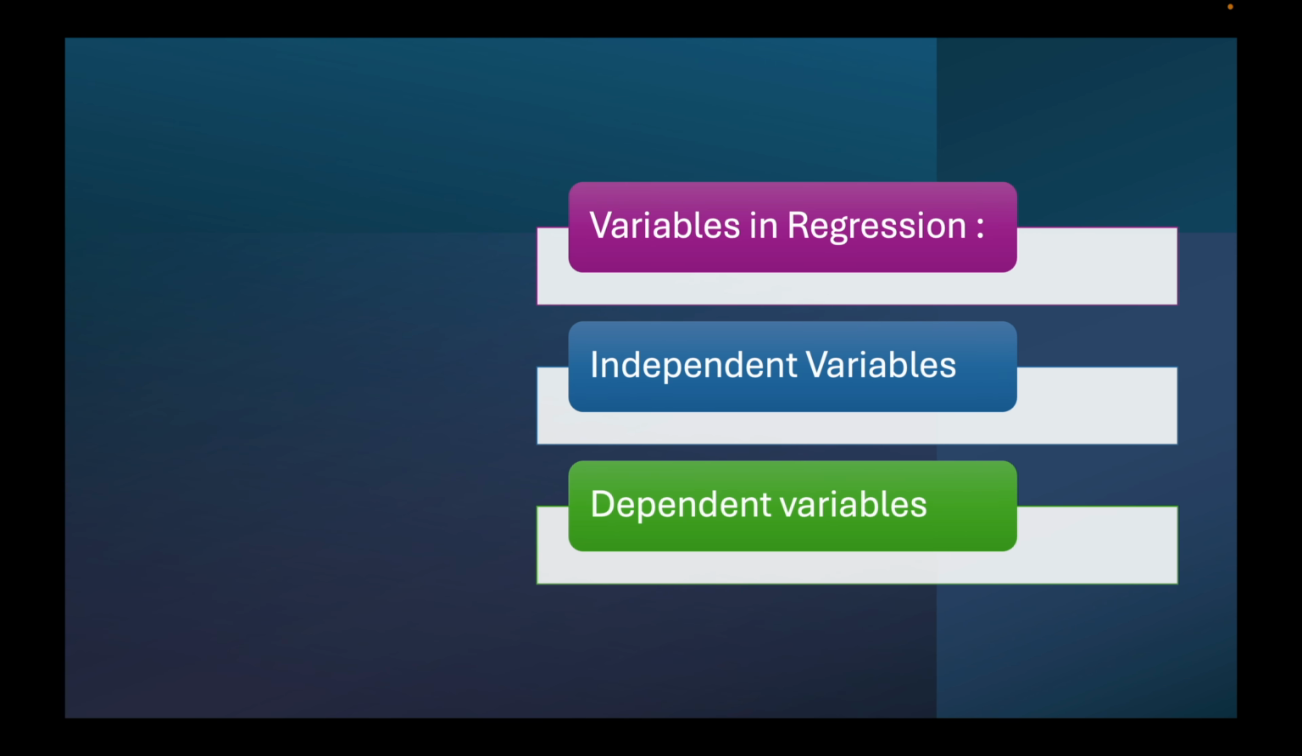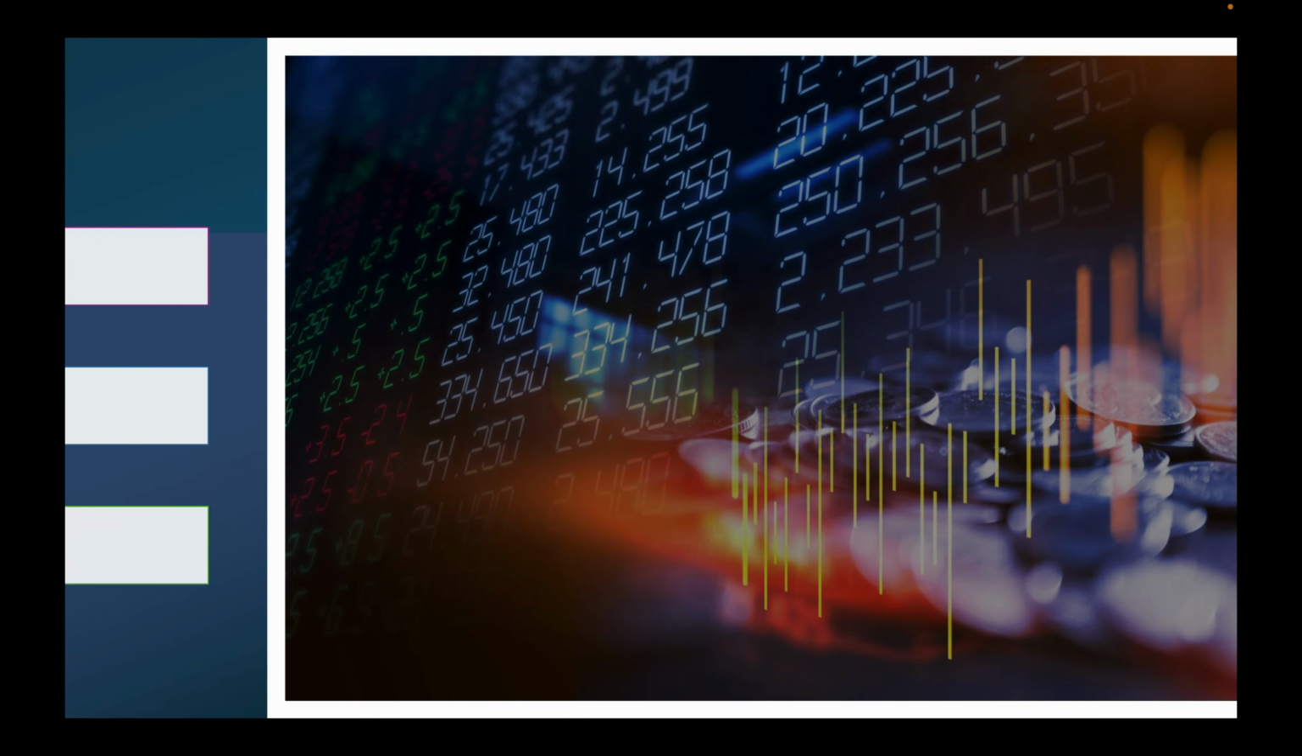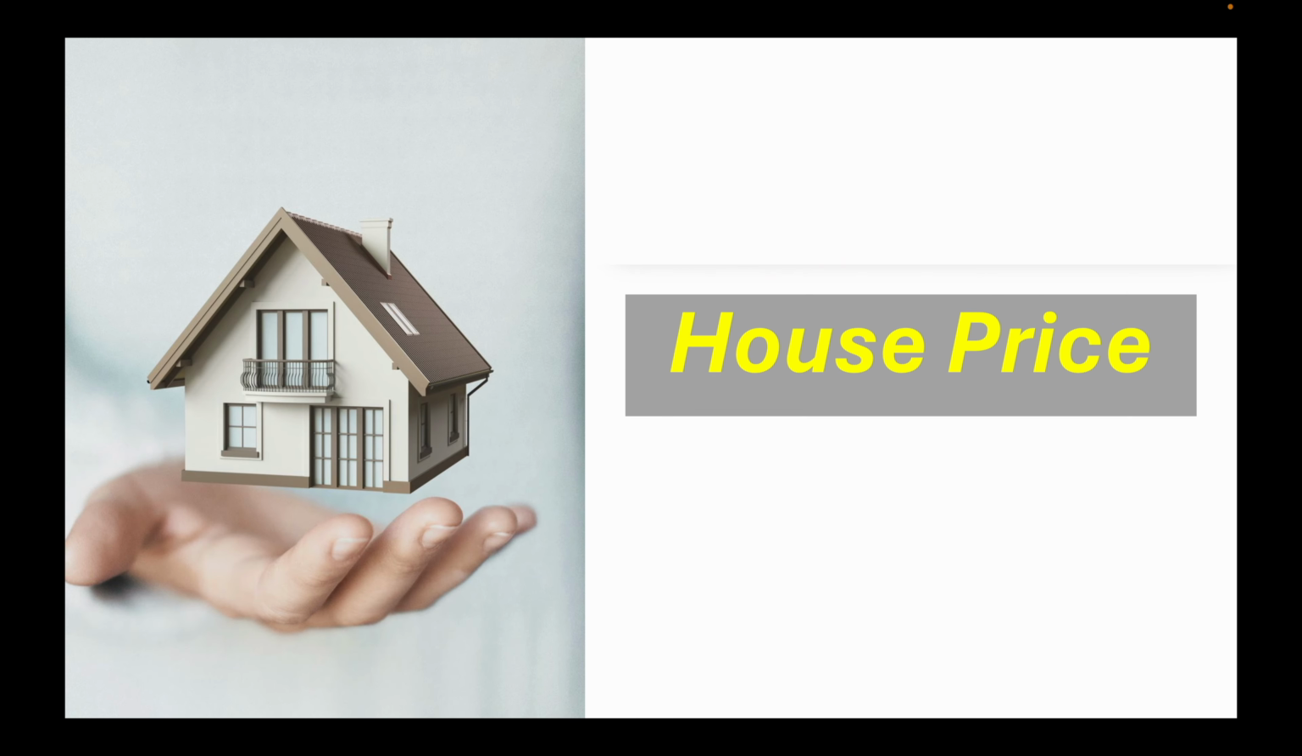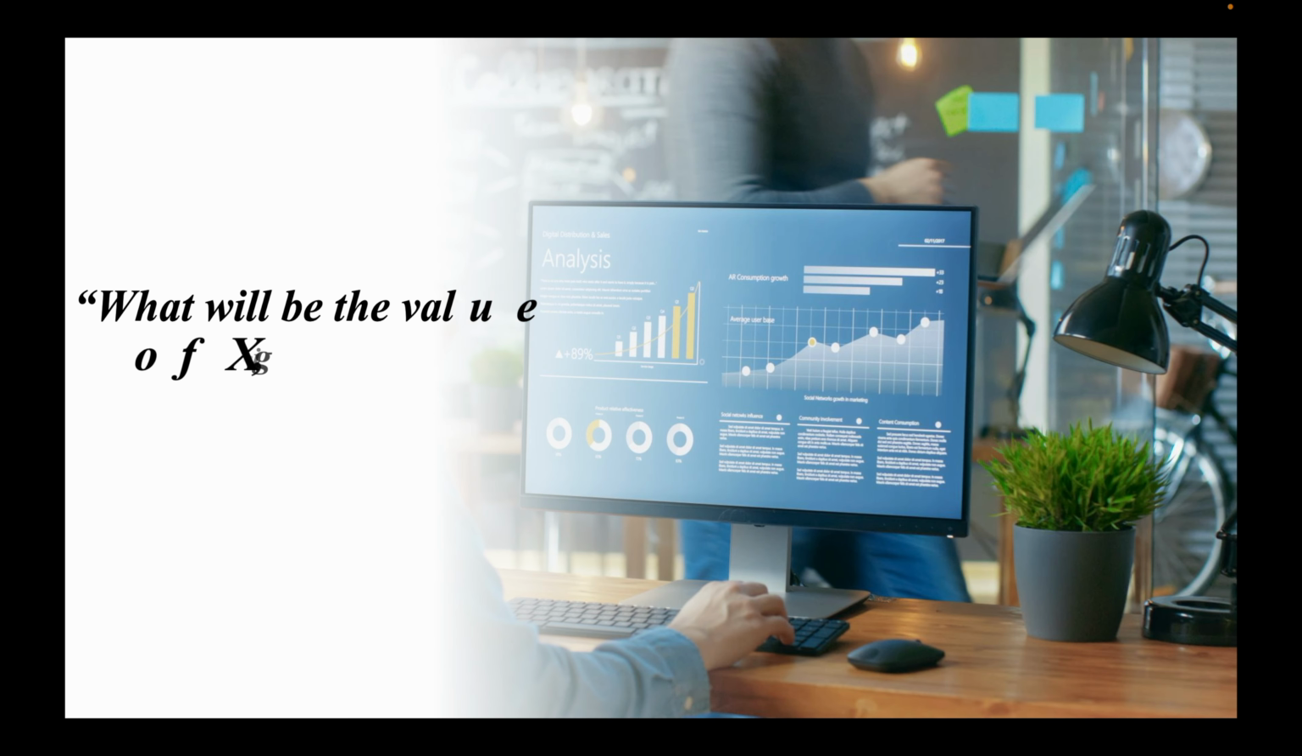There are two types of variables in regression. One is the independent variable and the other is the dependent variable. For example, regression can be used to predict a stock price, house price, and so on. It helps to answer questions like what will be the value of x given y.